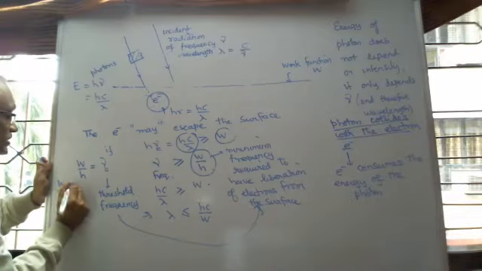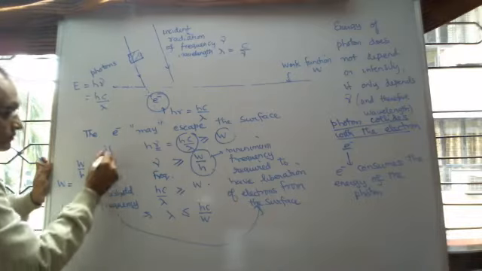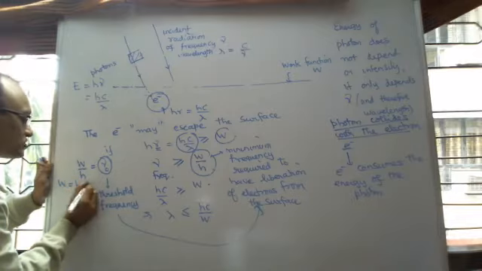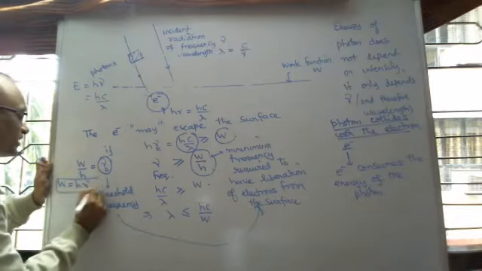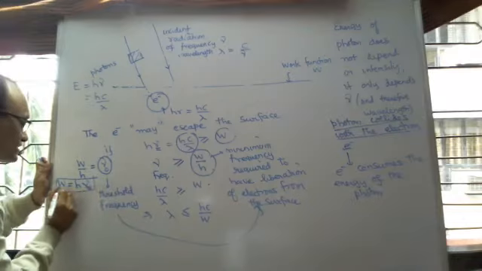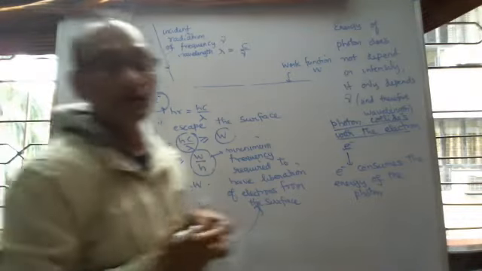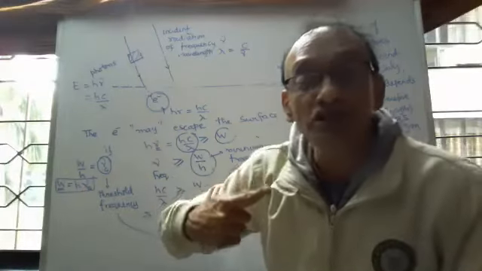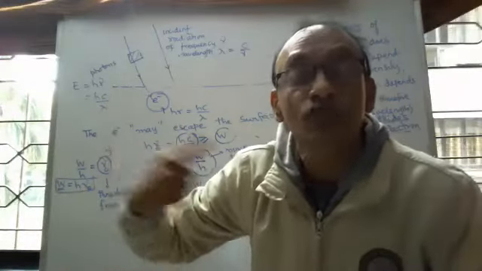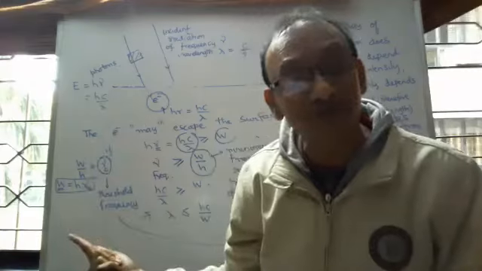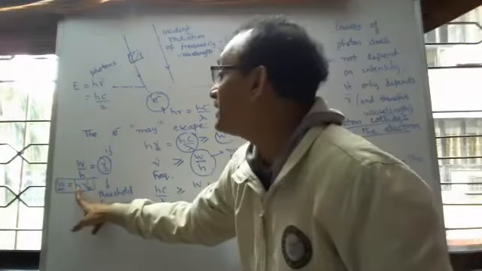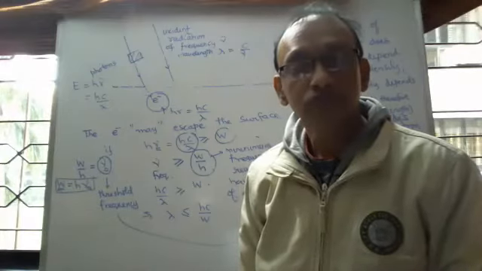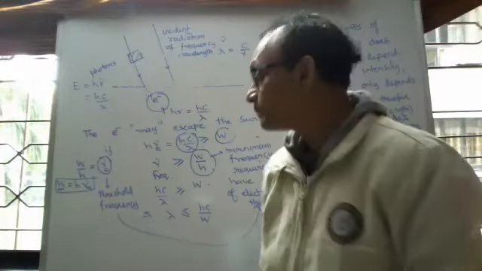So what we have to know is the work function. If you know gamma naught, then you know that h times mu naught, where mu naught is the threshold frequency, would be the work function of the metal. If mu naught is the minimum frequency required for liberation of electron from the metal surface, then the work function would be h times mu naught.